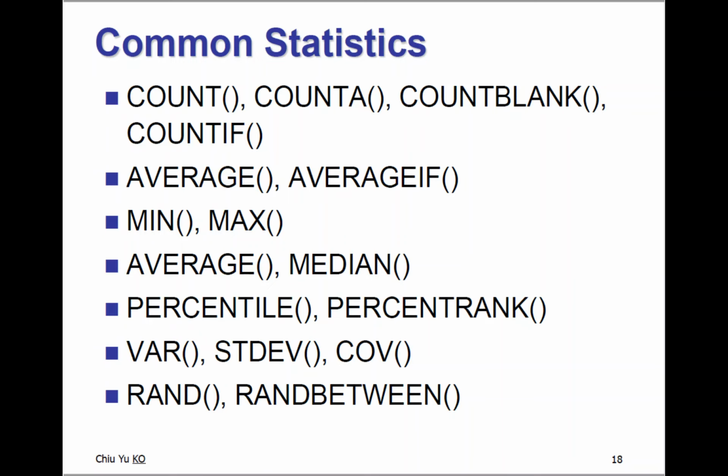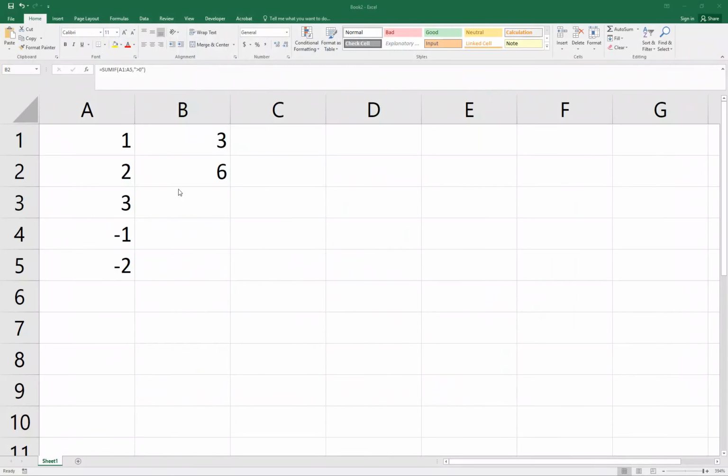COUNT counts how many cells there are, how many rows or columns, for the range. COUNTA is just counting things that have stuff. COUNTBLANK counts how many cells have no content inside. And COUNTIF counts as long as a certain condition is satisfied. It's like maybe only counting positive numbers. So let me show it again.